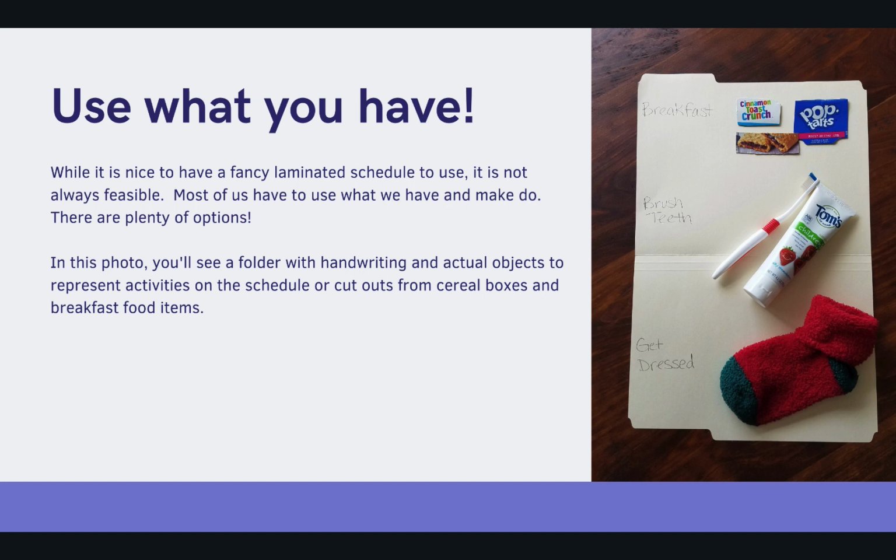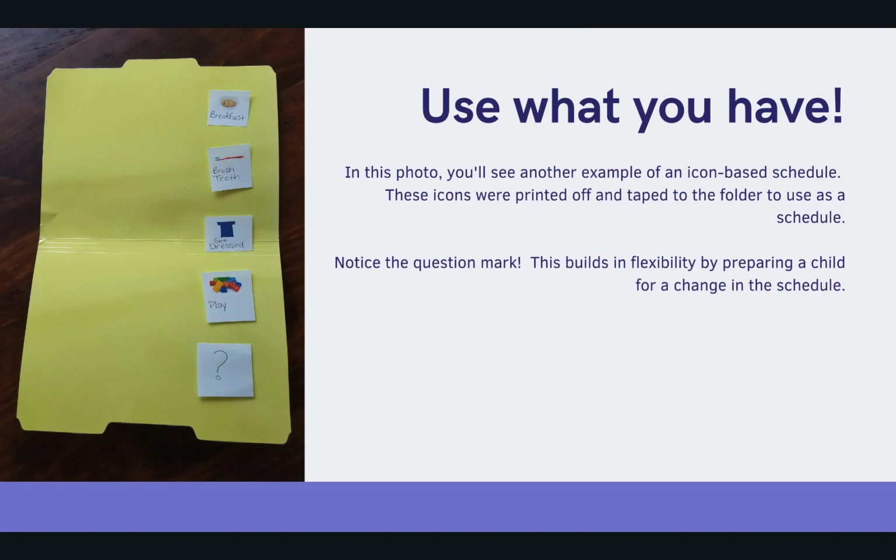In this photo, you'll see a folder with handwriting and actual objects to represent activities on the schedule, which include cutouts from cereal boxes and breakfast food items. It also includes a toothbrush and toothpaste and a sock to represent getting dressed. In this photo, you'll see another example of an icon-based schedule. These icons were printed off and taped to the folder to use as a schedule. Notice the question mark. This builds in flexibility by preparing a child for a change in the schedule.